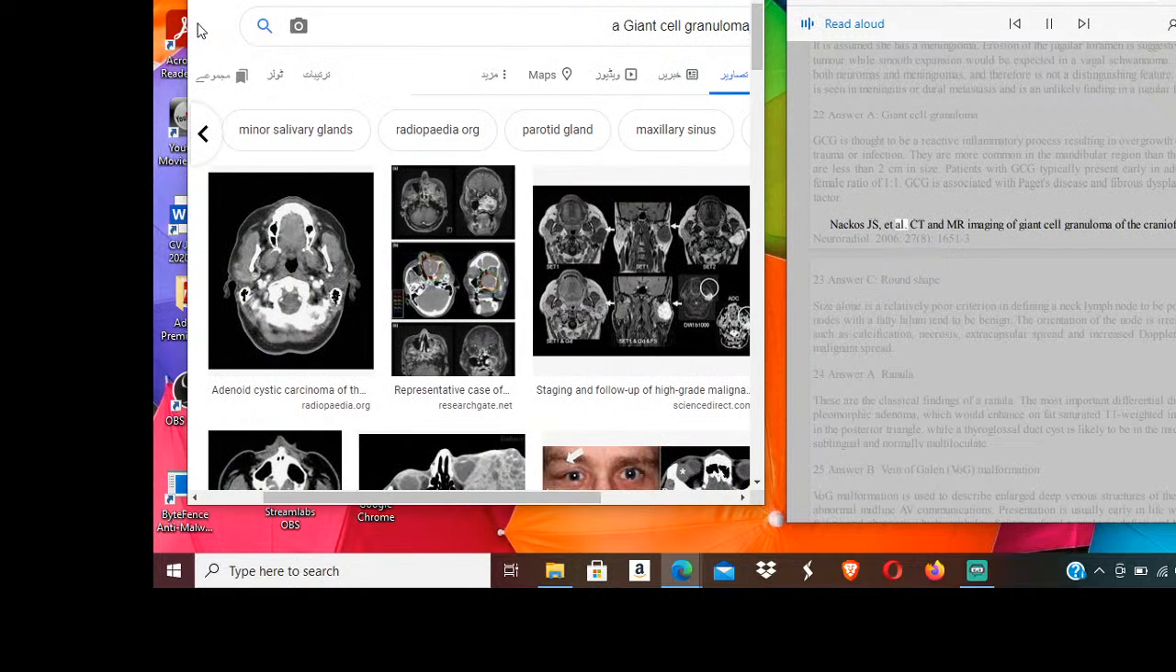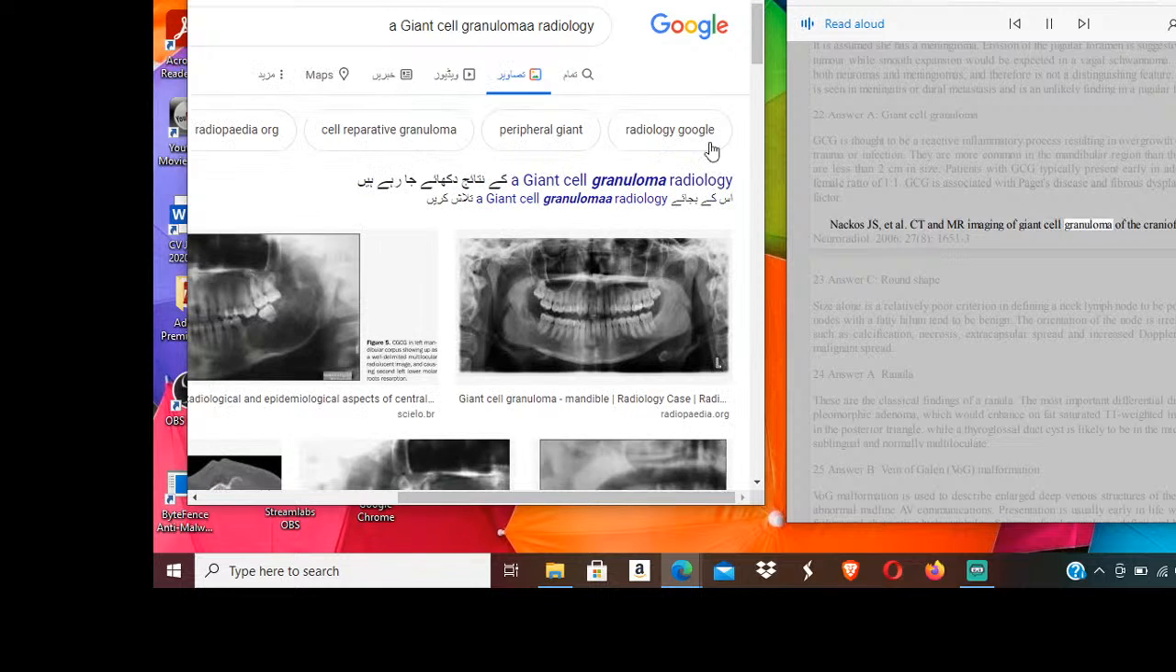Nacos JS, et al. MR imaging of giant cell granuloma of the craniofacial bones. AJNR Am J Neuroradiol. 2006; 27.